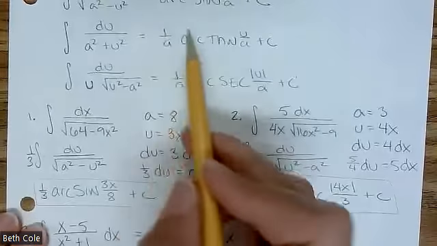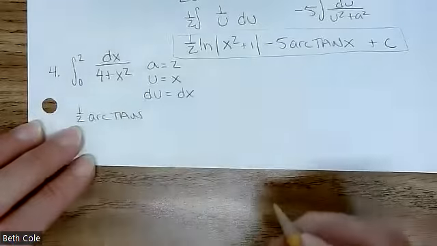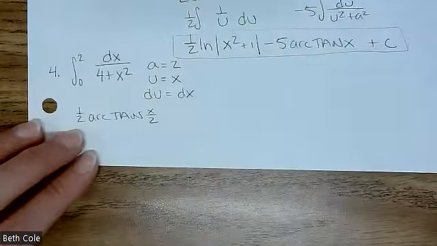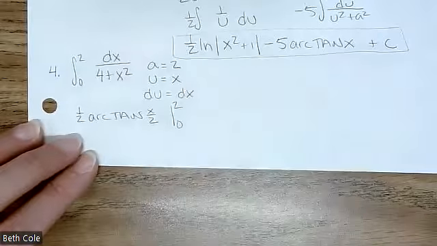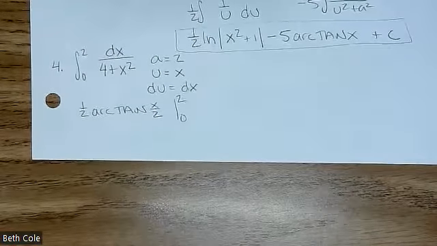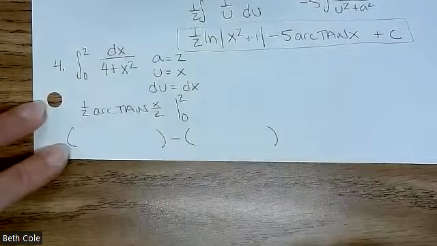What's going to go out front? 1 over 2, arctangent of u over a, so x over 2. Don't put plus c, instead it's such that 0 to 2. That's as far as I asked you to go. Did that go okay?